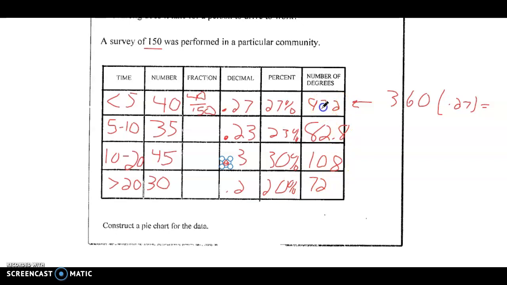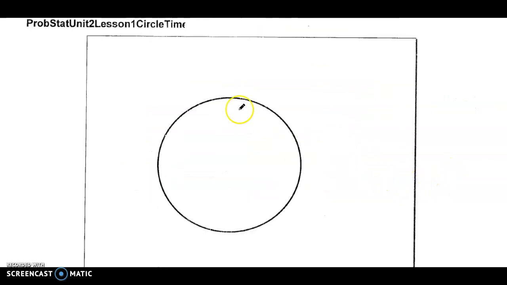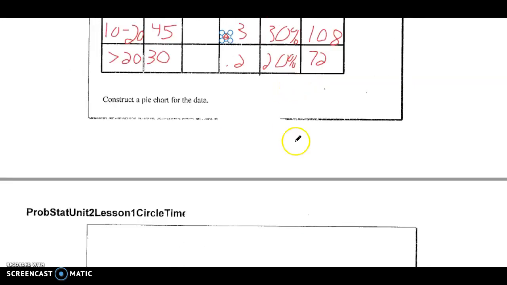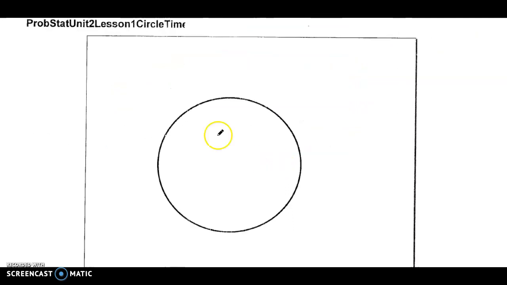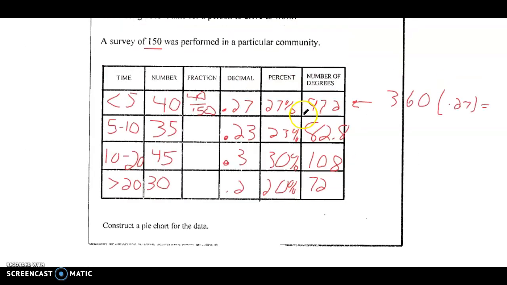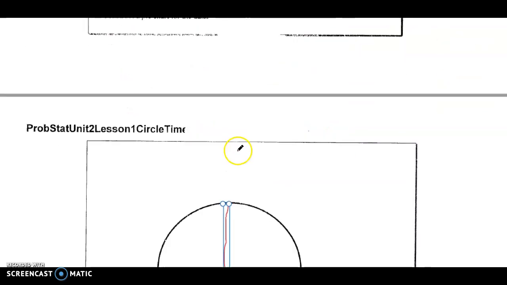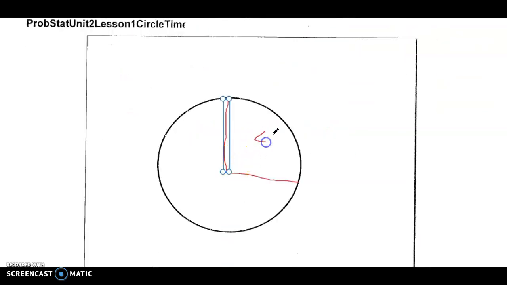So now we need to take these numbers and make our circle. So we come down here to our circle graph. And so 97.2 degrees. This is going to be a little difficult for me to do a very good job of making things straight, but I will try my best. So here's the center of the circle. 97 is a little bit more than that. So what are we talking about? This is less than 5 minutes.